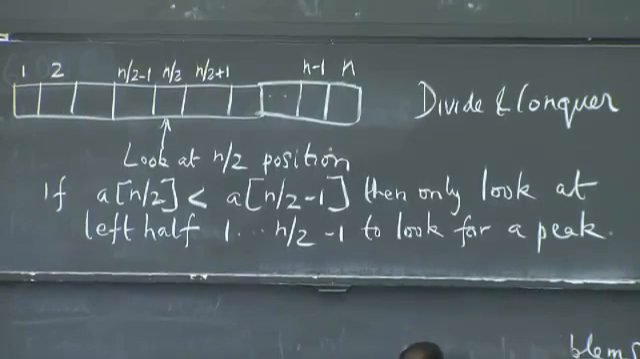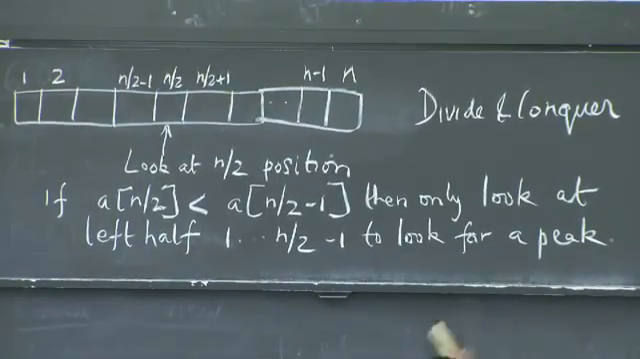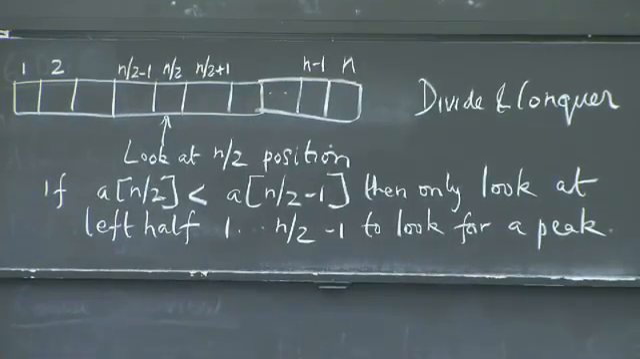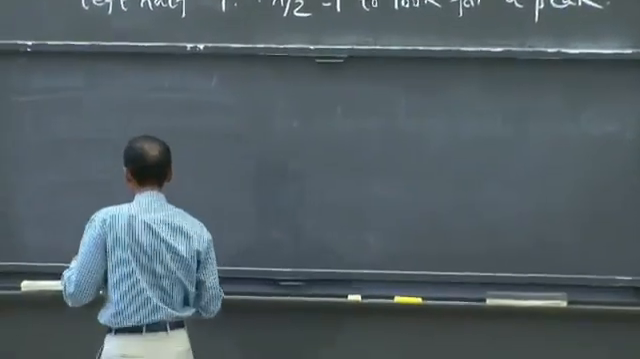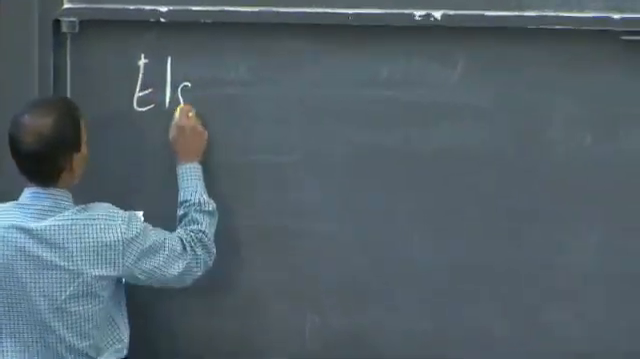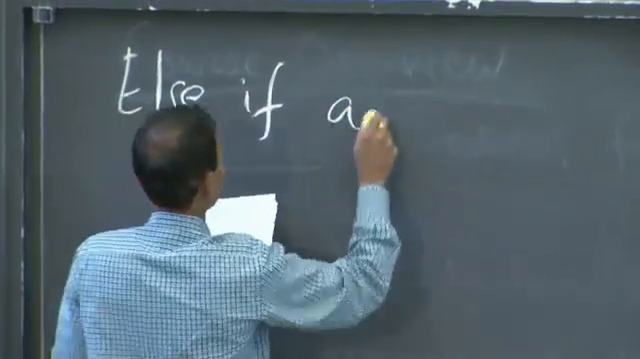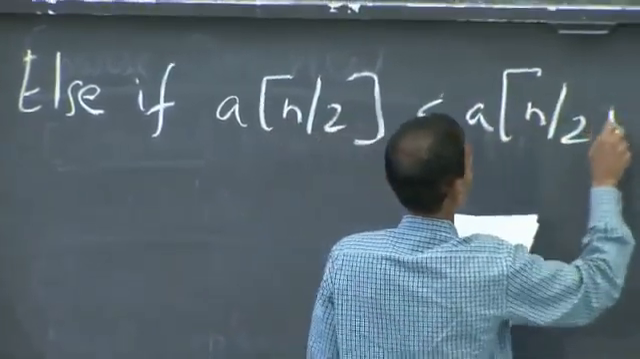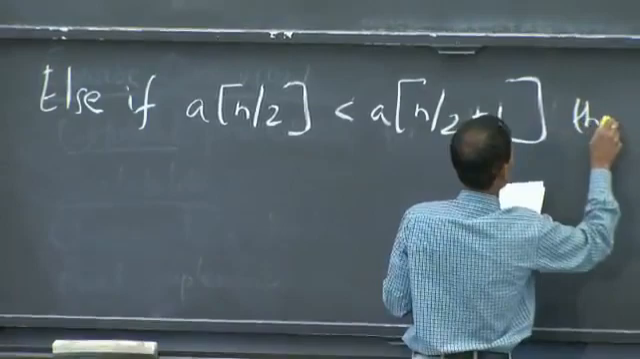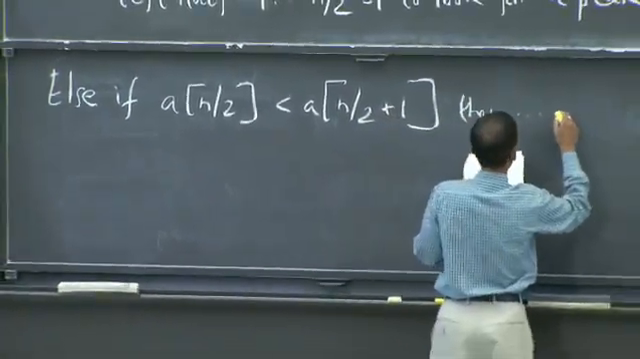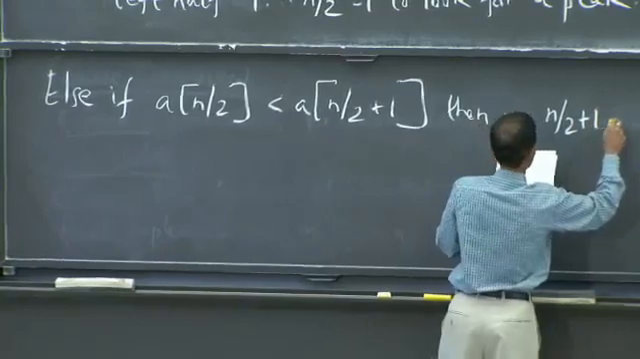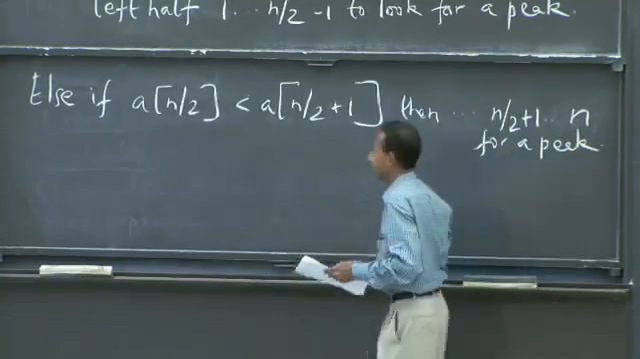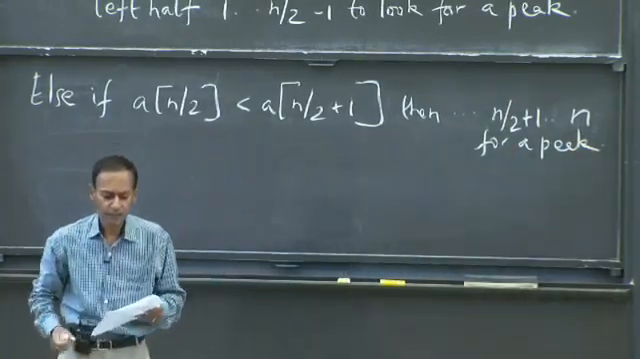And so what I've done is, through that one step, if, in fact, you have that condition, a n over 2 is less than a n over 2 minus 1, then you move to your left and you work on one half of the problem. But if that's not the case, then if a n over 2 is less than a n over 2 plus 1, then only look at n over 2 plus 1 through n for a peak. So I haven't bothered writing out all the words, they're exactly the same as the left-hand side. You just look to the right-hand side.